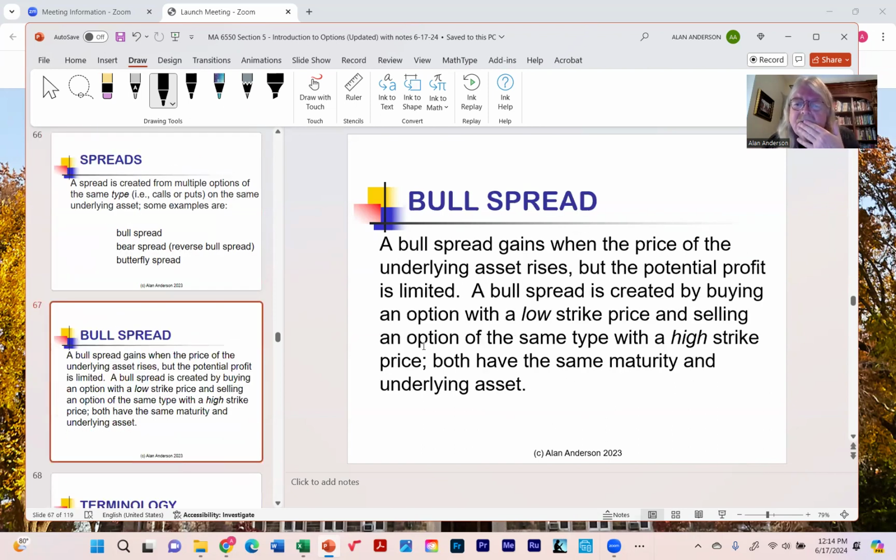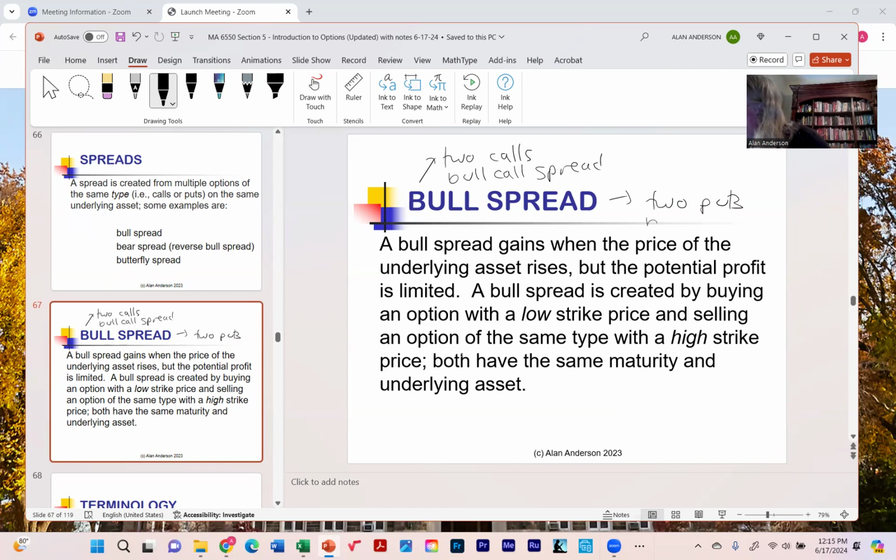So the bull spread is set up by doing the following. And by the way, this can be done with either two calls or two puts. If we use the two calls, it's known as a bull call spread. If we use two puts, we call it a bull put spread.